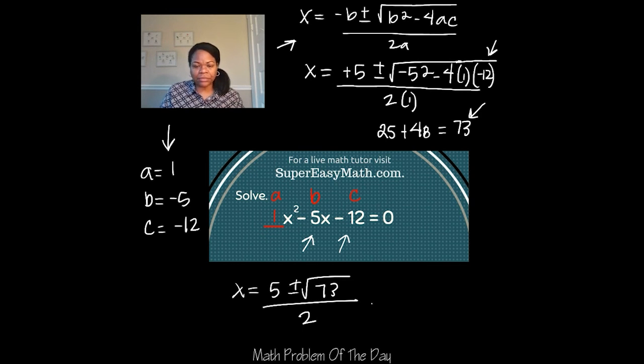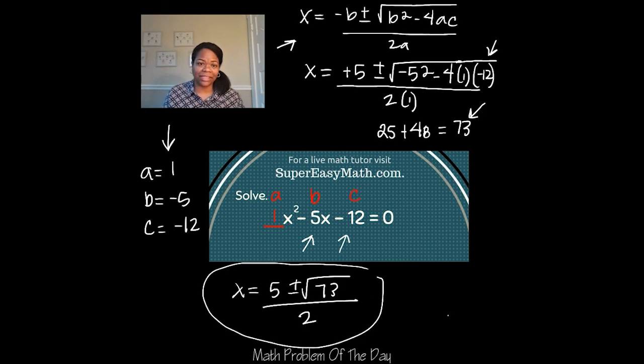Now, this lets me know that I'm done with the problem because I can rewrite this in 2 ways. It's x equals 5 plus the square root of 73 over 2. And x equals 5 minus the square root of 73 over 2. And those are my 2 answers for today's math problem of the day.